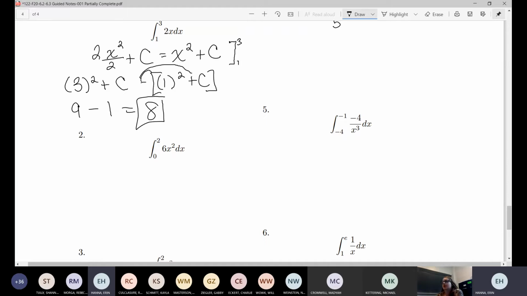So we go down to the next one, the integral from 0 to 2 of 6x squared dx. The first thing we need is the general antiderivative. So we need the antiderivative of 6x squared. So the 6 will come along for the ride, add 1 to the power, divide by the new power, plus c.